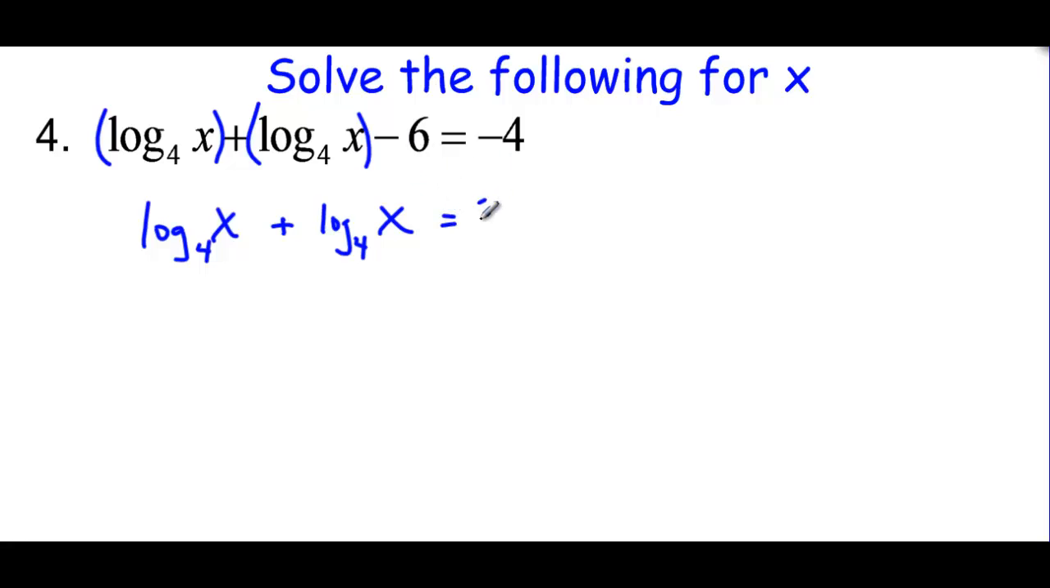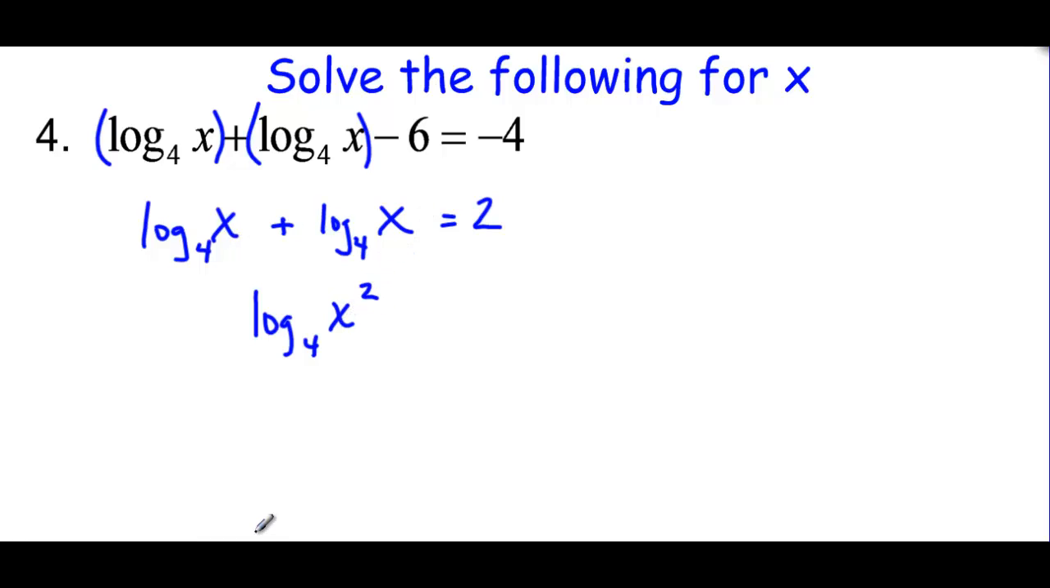So if I add 6, I get a positive 2. Okay, so now there's a couple of different ways we can do this. If you remember, when you add 2 logs, it's like multiplying these. So I'd get log base 4, x times x is x squared.